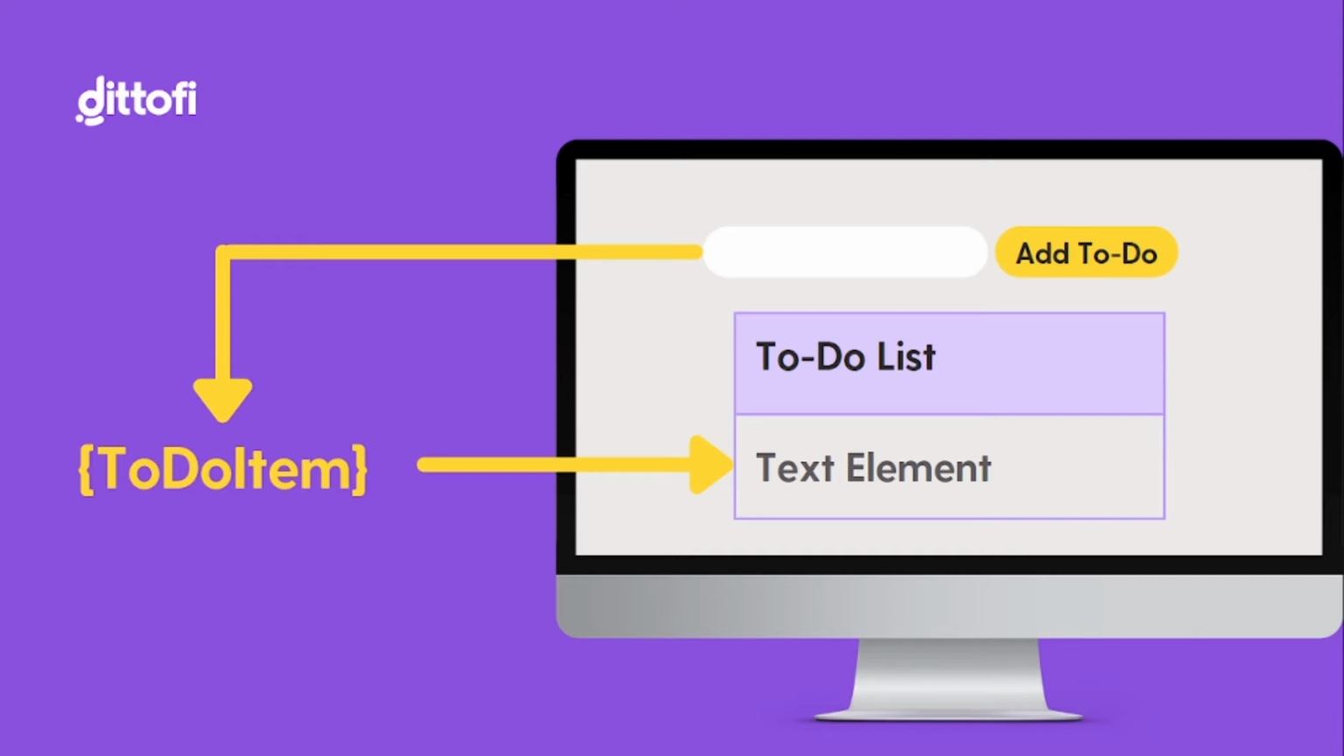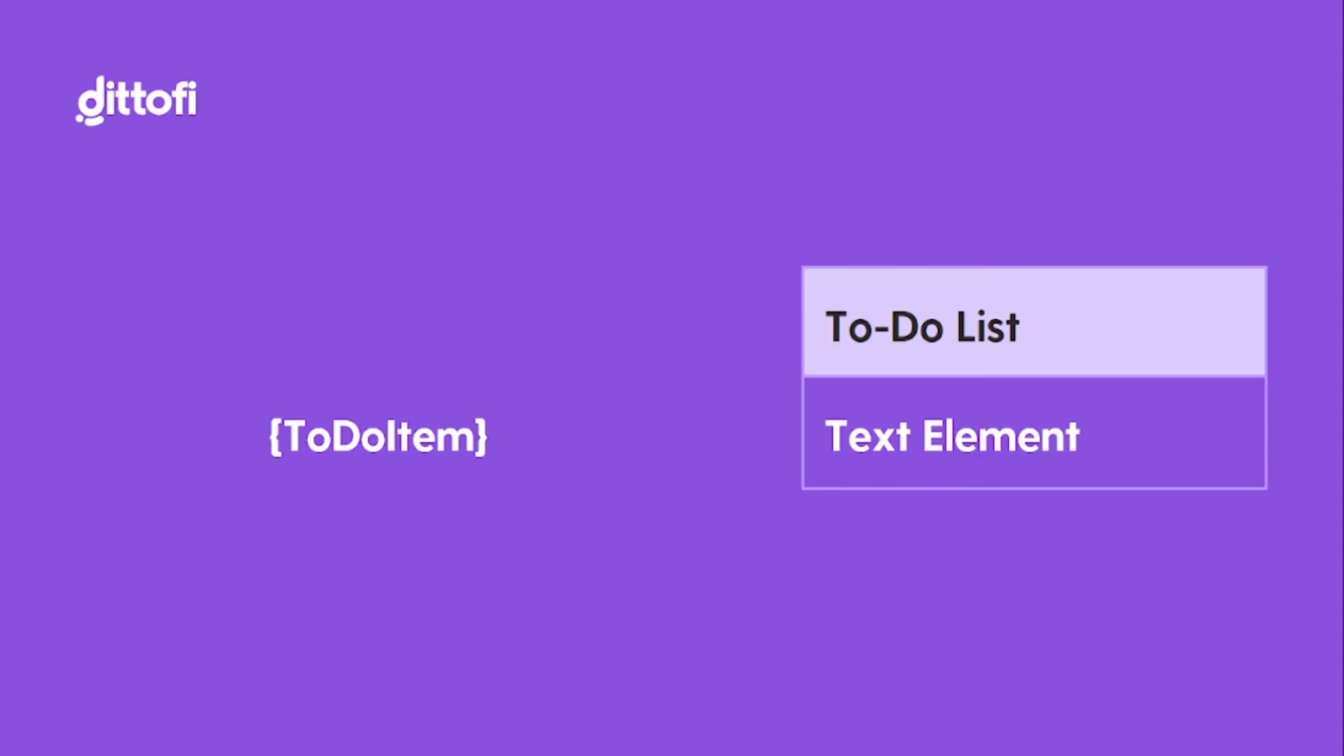For example, let's say that we have a variable here called to-do-item, and that this to-do-item variable is bound to a text element on our to-do list. This will show up in Didify like so.